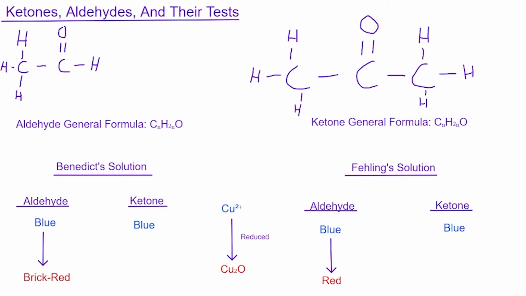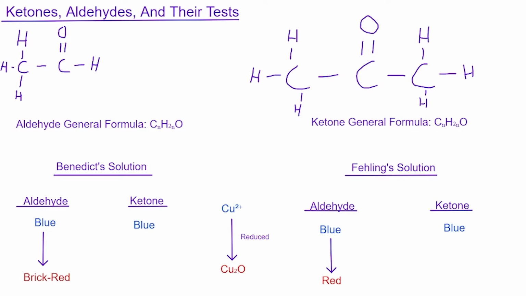You can actually do a test to differentiate between a ketone and an aldehyde. This is done either with Benedict's solution or Fehling's solution. With Benedict's solution, you heat your sample with the solution. If your sample is an aldehyde, the solution changes from blue to brick red, whereas the solution remains blue if heated with a ketone. With Fehling's solution, there is a color change from blue to red if heated with an aldehyde. It also remains blue if heated with a ketone.